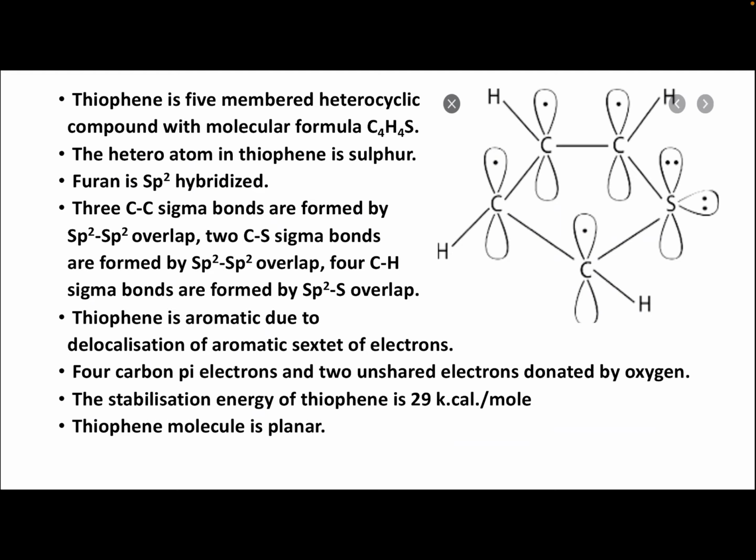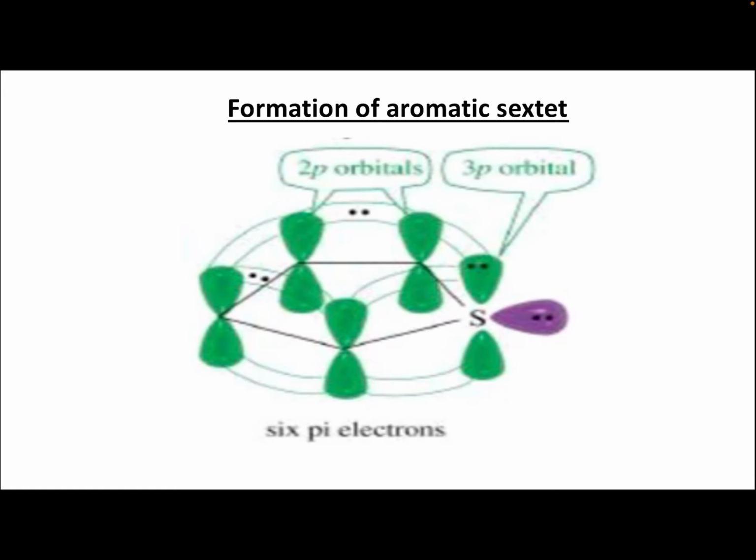Thiophene is aromatic due to delocalization of the aromatic sextet of electrons. You are seeing here, on each carbon there is 1 electron, that is on 4 carbons 4 single electrons, and on sulfur 2 electrons are there. They are forming an aromatic sextet, that means delocalization of electrons is taking place and an aromatic sextet is formed. So due to this it is aromatic in character. 4 carbon pi electrons and 2 unshared electrons donated by sulfur. Stabilization energy of thiophene is 29 kilocalories per mole. Thiophene molecule is a planar molecule.